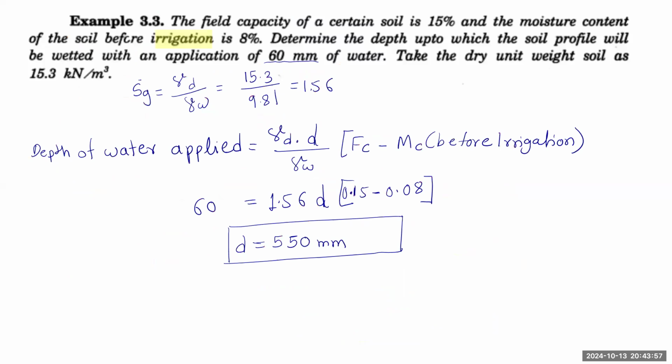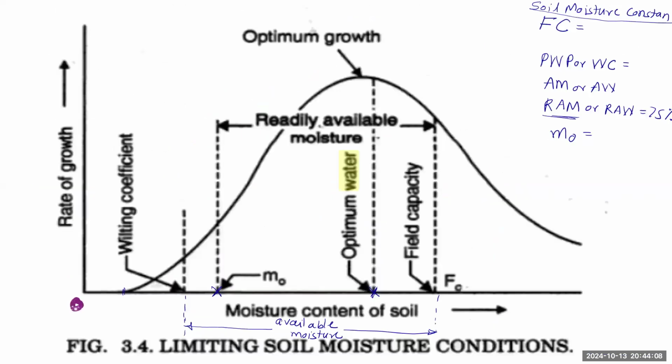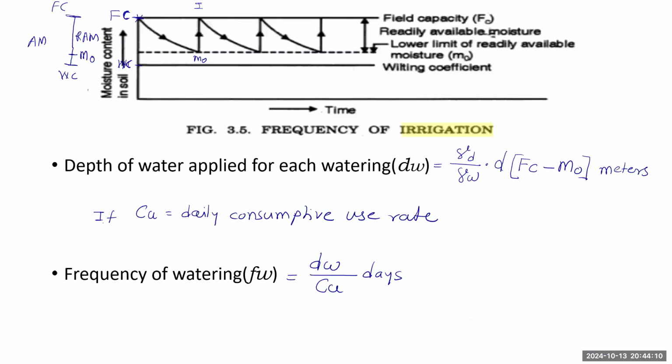Okay, so up till now we have discussed how to calculate the depth of watering, or how to calculate the root zone depth of soil. And now we are discussing how to calculate the frequency of irrigation. So I hope this is clear to you.